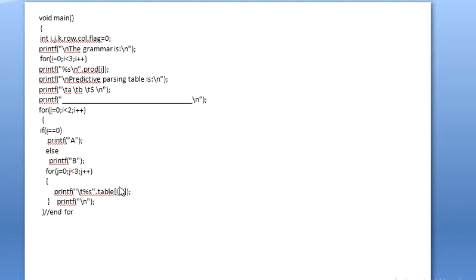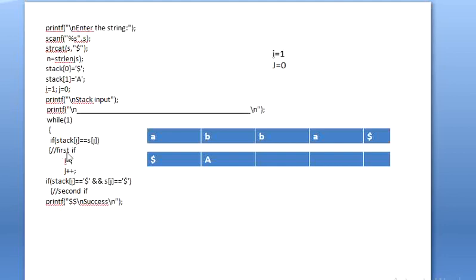So here what I did, I just printed the grammar. I am printing the predictive parsing table. How to print the predictive parsing table? By taking the data from the table array. Here I am printing A initially, then I will increment, it will print B, and it will take the data from the table and print the data. So this is the first part. Let us continue.